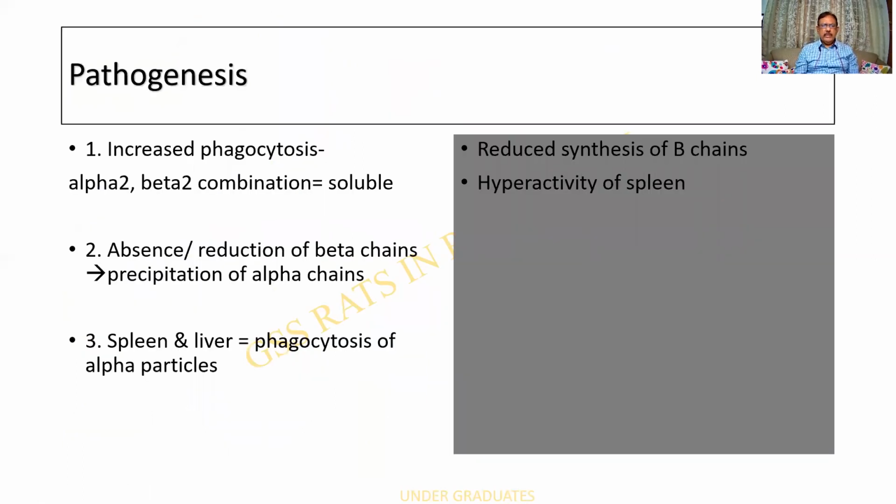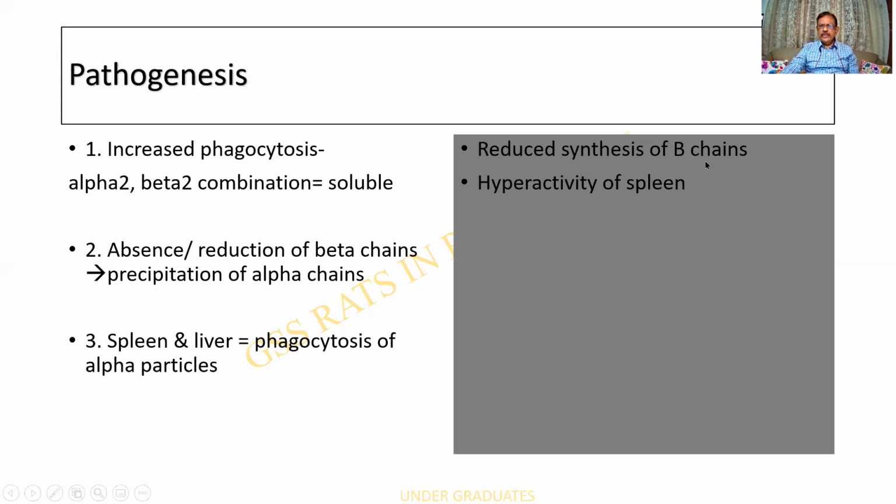What is the basic pathogenesis? I had shown you in the flow diagram earlier. It is here. There is increased phagocytosis. When both alpha and beta are present in the same quantity, they are soluble. There is no precipitation. Absence of any one, say beta is absent, you find that there is alpha, which will lead to precipitation of the alpha chains. Therefore, there is phagocytosis and destruction of the RBCs.